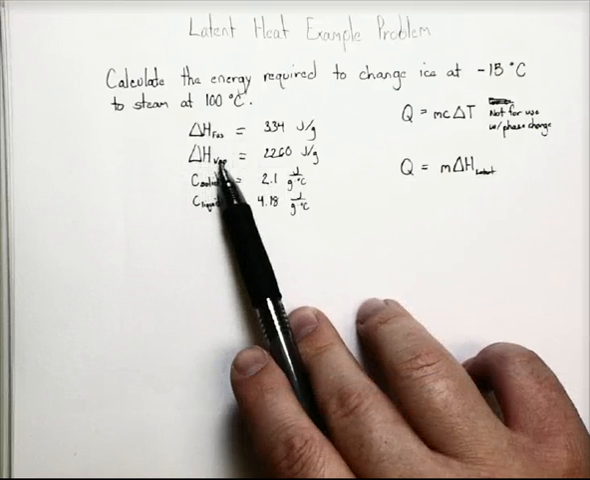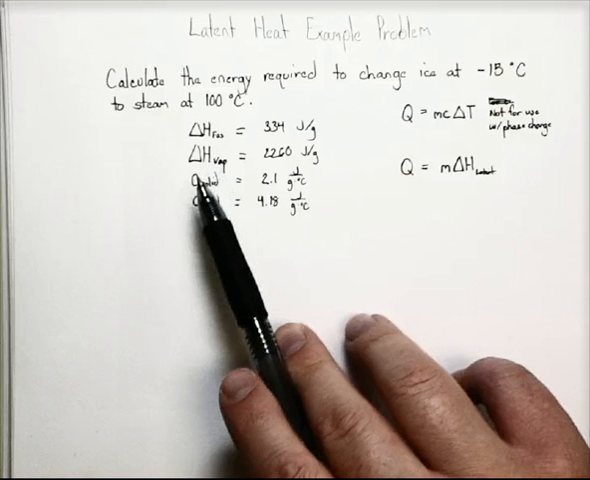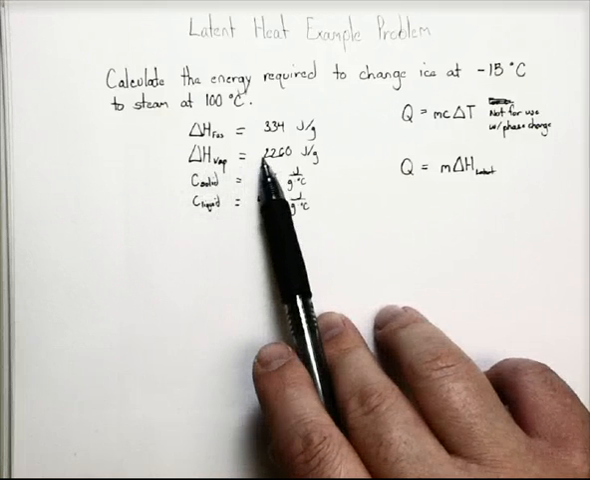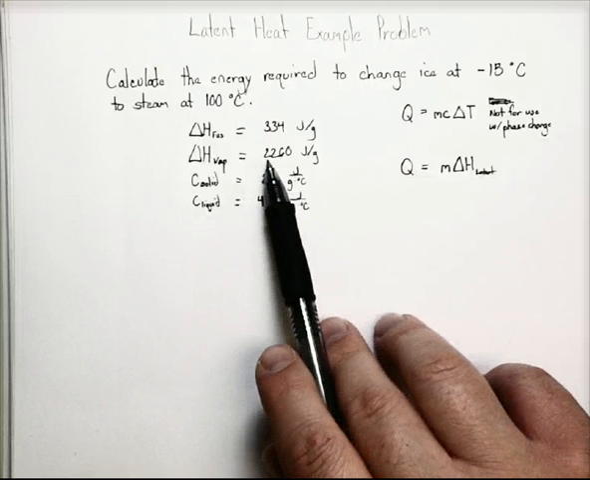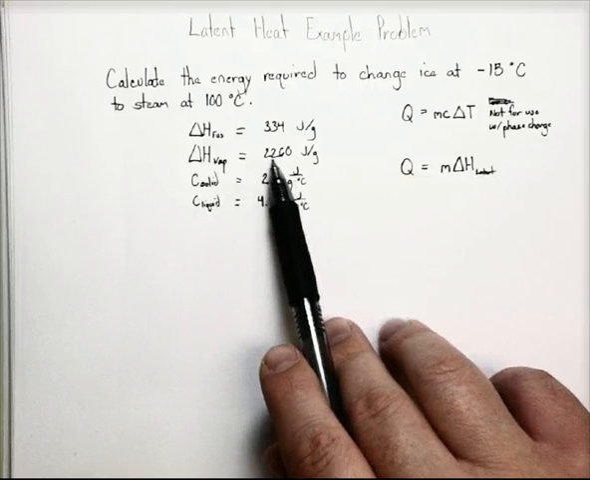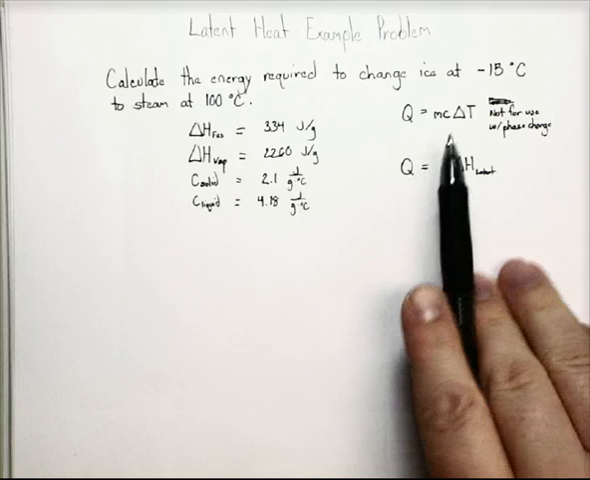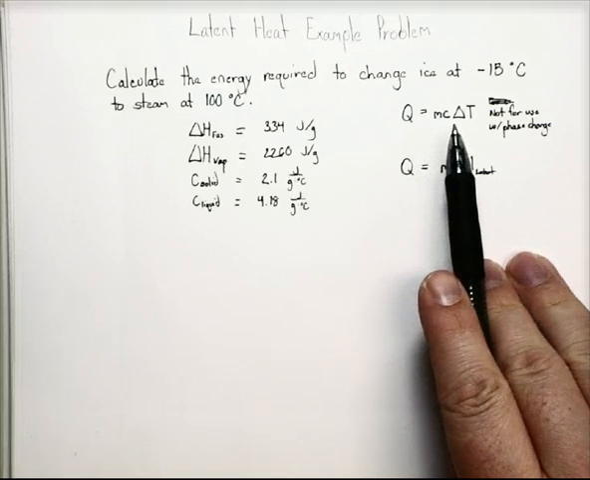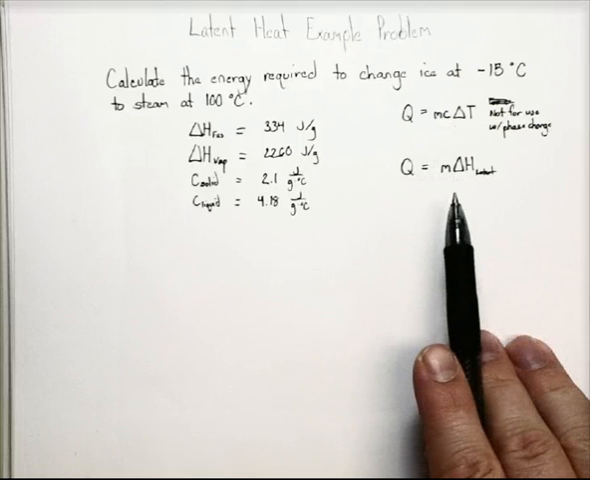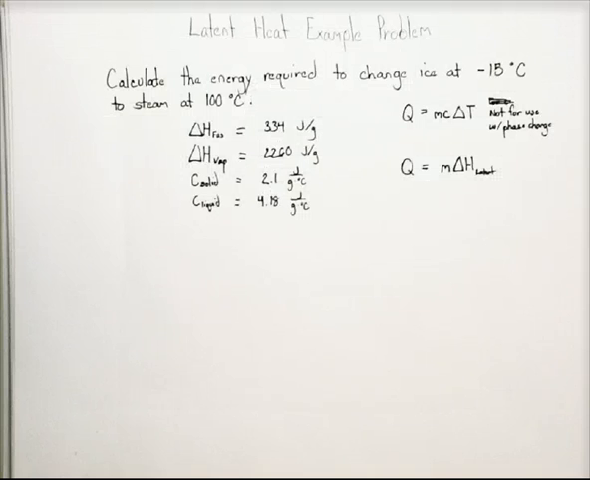Heat of vaporization is for the change between liquid and gas. So that's either vaporization or condensation. And again, this is different for different substances. For water, the heat of vaporization is 2,260 joules per gram. Knowing the specific heat equation allows us to find energy changes when there's a change in temperature. This latent heat equation allows us to find energy changes during a phase change.